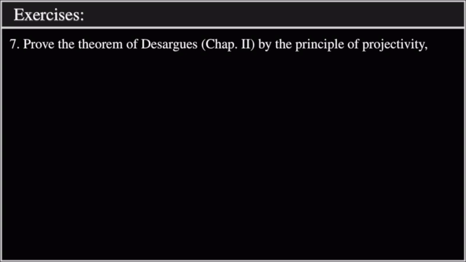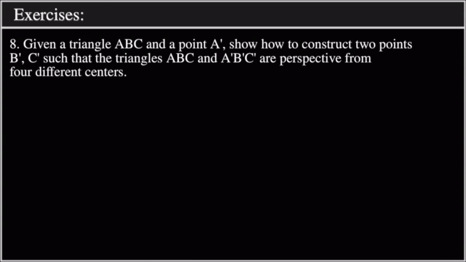7. Prove the theorem of Desargues from Chapter 2 by the principle of projectivity. 8. Given a triangle ABC and a point A', show how to construct 2 points B', C' such that the triangles ABC and A'B'C' are perspective from 4 different centers.